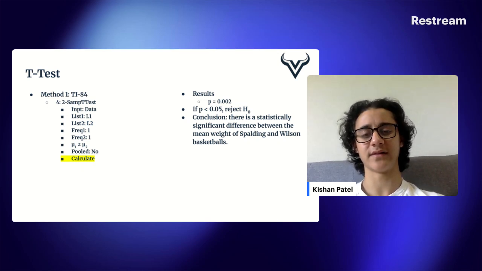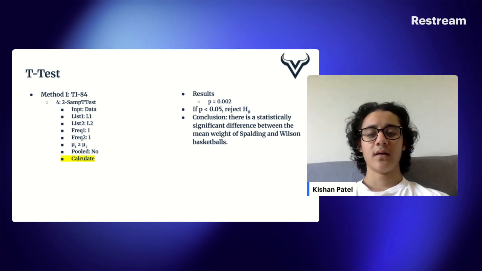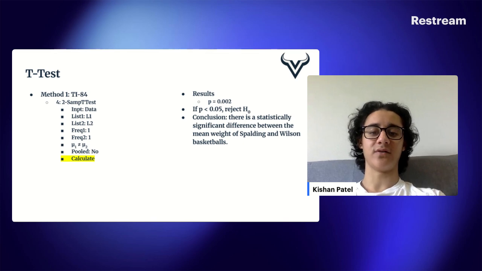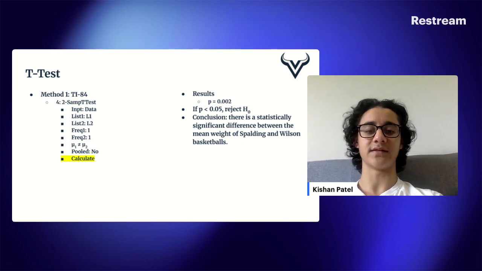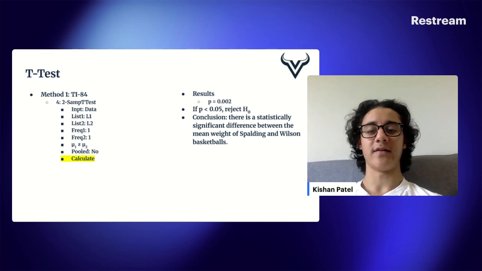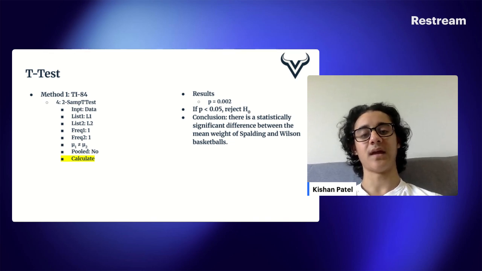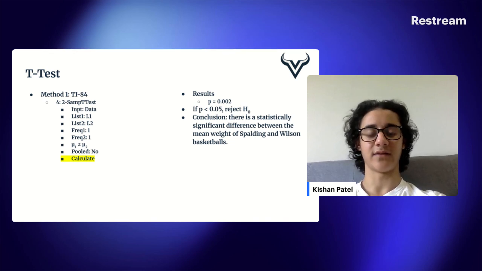So you get the results that p equals 0.002. And with this p-value, if p is less than 0.05, because that was the value that we selected earlier, you want to reject the null hypothesis. That means that there is a significant difference between the mean weights of both basketballs. On the other hand, if p were greater than 0.05, you would accept the null, and then you would say that there is not a significant difference.